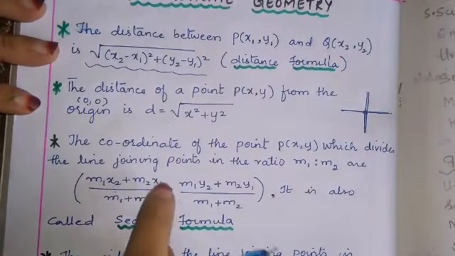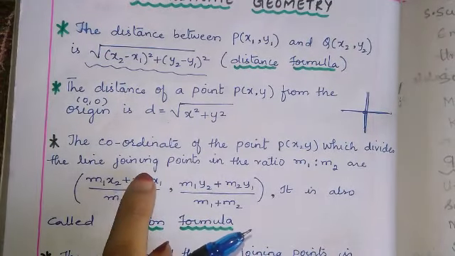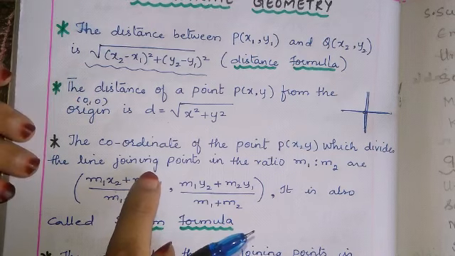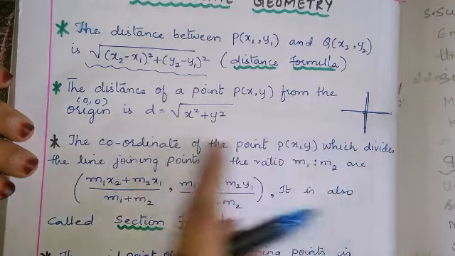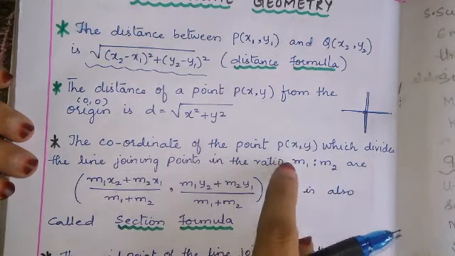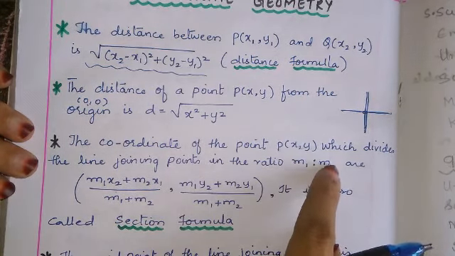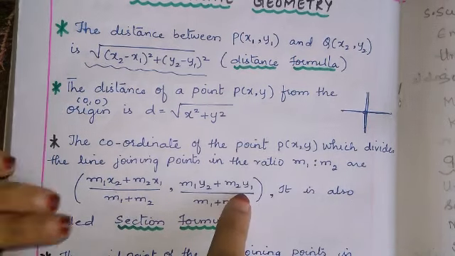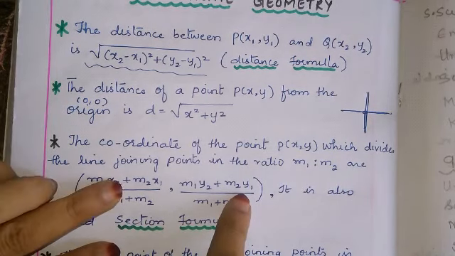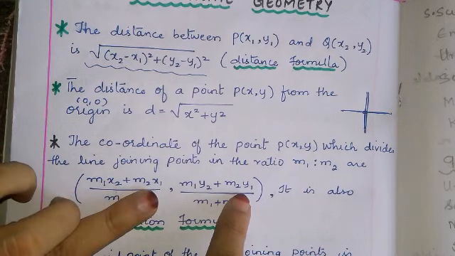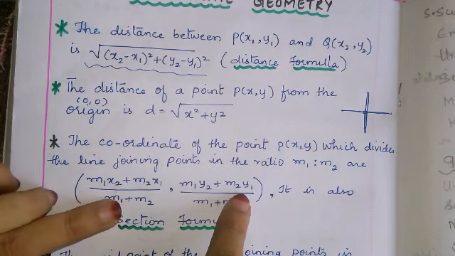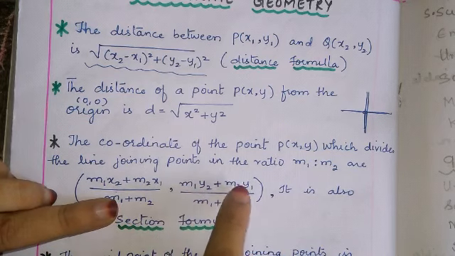Now the next thing we are going to learn in this coordinate geometry of class 10th is the coordinates of the point P(x, y) which divides the line joining two points in the ratio m1 is to m2. It is denoted by this formula: (m1 x2 plus m2 x1) upon (m1 plus m2), comma, (m1 y2 plus m2 y1) upon (m1 plus m2).